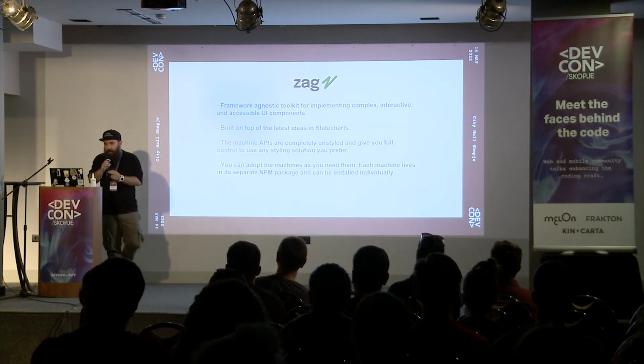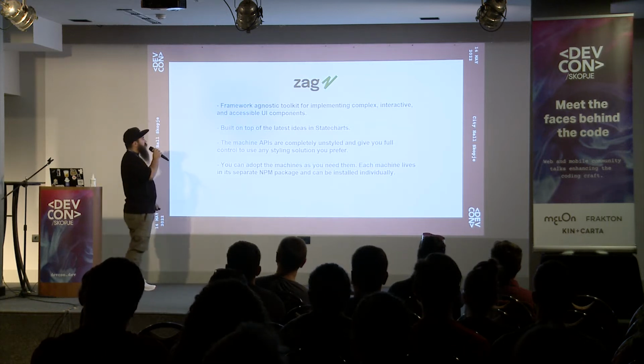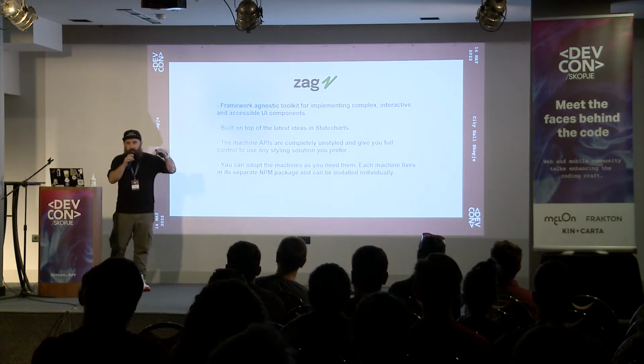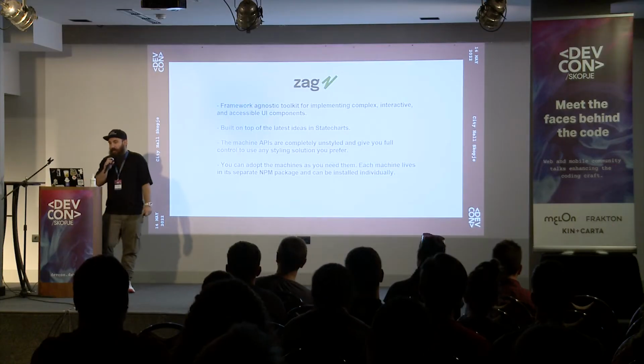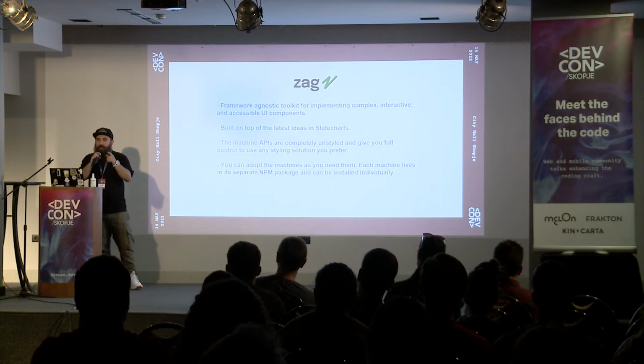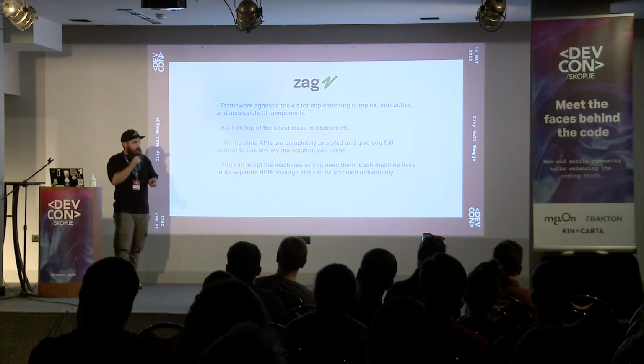And now I'm going to introduce Zag.js, our new library under the umbrella of Chakra UI. Zag.js is a framework agnostic toolkit for implementing complex, interactive, and accessible UI components. We are big on accessibility. We try to put accessibility into everything. It is built on top of the latest ideas in state charts, and I'll tell you why later.